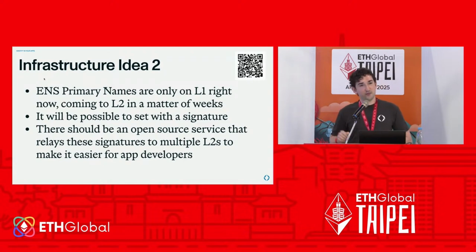And then infrastructure idea number 2: ENS has primary names, like I explained before, the idea of an address mapping to a name. Right now, this is only on L1 Ethereum, but is coming to L2s in just a matter of weeks. And the way this works is those smart contracts will accept a signature from users that can be sent to many chains at the same time. And so a piece of infrastructure that's going to be required is a relayer service that accepts a signature and sends that transaction to different chains. This doesn't exist. It needs to. If you build it this weekend, you can be the first one to build it, and that's really cool. And it's something that ENS will need very soon. So another backend focused task if you're looking to do something new and potentially very useful this weekend.